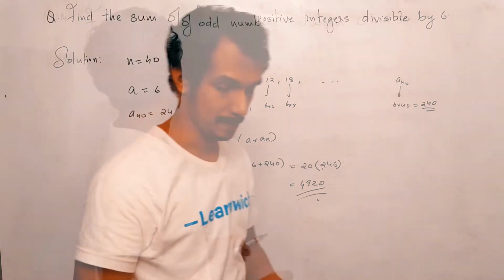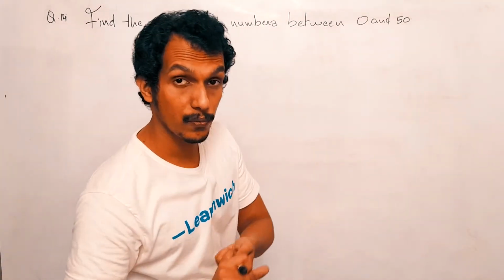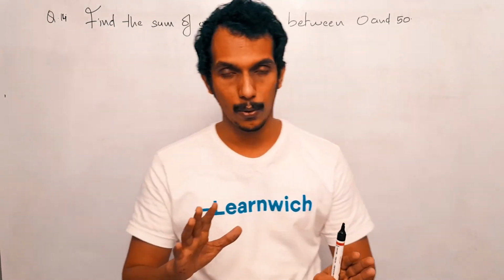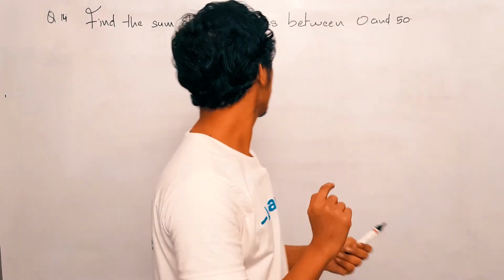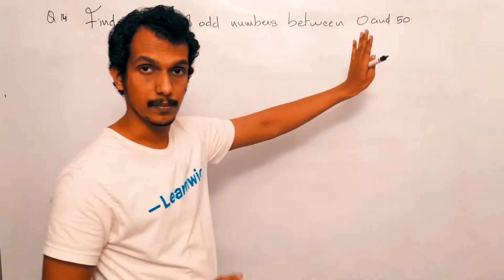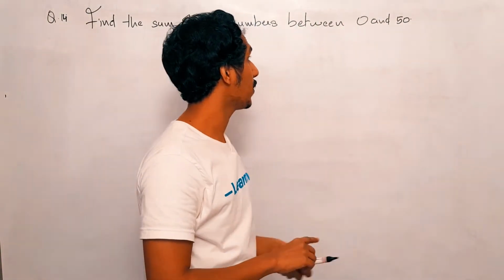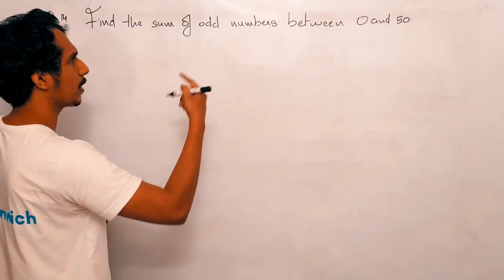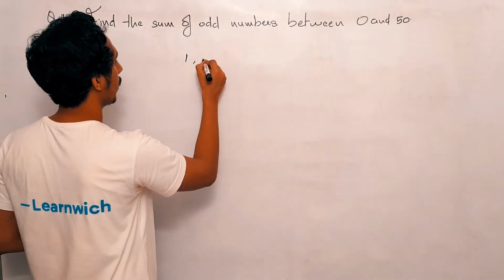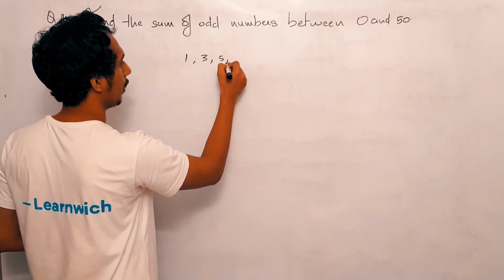Let's go to the next one. So we have finished the 12th question. The 13th question is a very similar question. You can do it on your own. Now we'll deal with the 14th question. Look at this. Find the sum of the odd numbers between 0 and 50. What is the first odd number that comes after 0? That is 1. What will be the other numbers? That will be like 1, after that 3, then 5, etc.